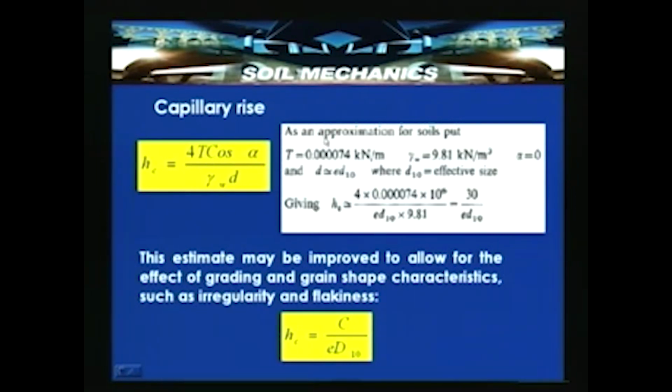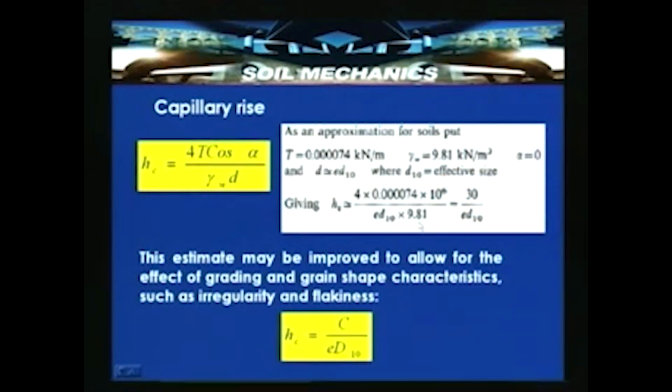So, here it can be given as an approximation for soils. If you put T is equal to 0.00074 kilonewton per meter, gamma W is equal to 9.81 kilonewton per meter cube, alpha is equal to 0, and approximating that D is equal to e D10, where D is the pore space, e is the void ratio of a given soil, and D10 is the effective particle size, then Hc is given by an approximation something like 30 by e D10. So, this 30 is nothing but a constant. This can be reduced to something like Hc is equal to C by e D10, where C is a constant.